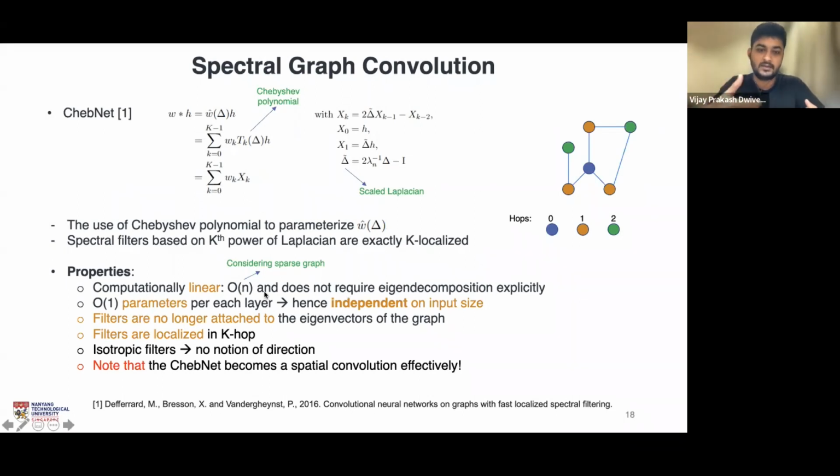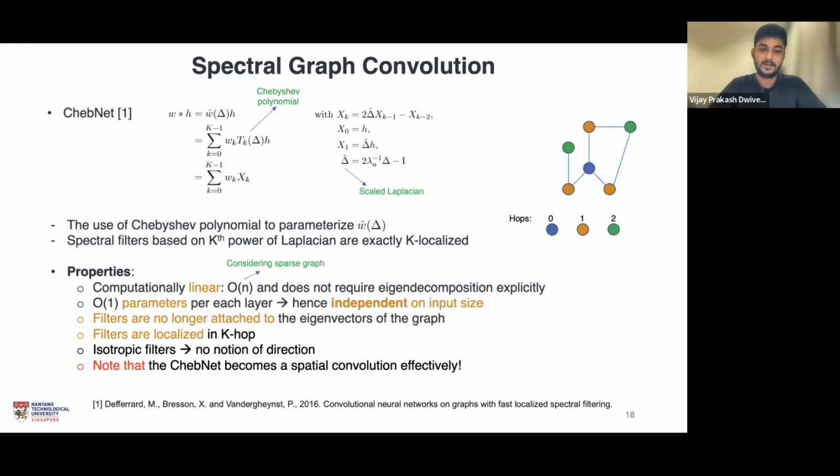So we improve the complexity, and the filters are no longer attached to eigenvectors of the graph. So hence they can generalize across different graphs as well. And one note about this is it still has no notion of direction, because this filter matrix would apply to each of the directions in a similar fashion, so that it is being termed as isotropic. This can be termed as isotropic filters.